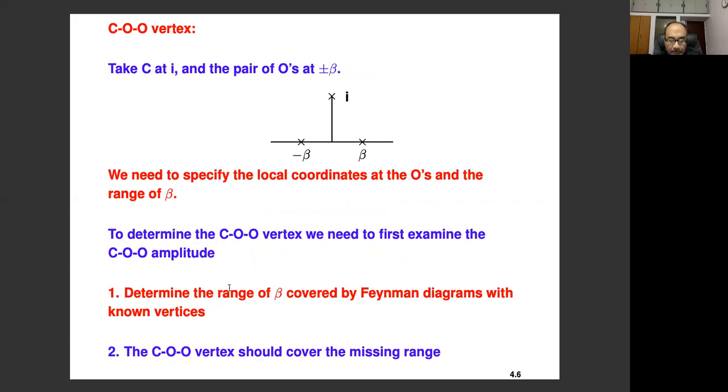So the idea behind this is that we first determine the full COO amplitude. One closed string, two open string amplitude. In that, we have to make sure that first we determine the range of beta that is covered by Feynman diagrams with known vertices. And then whatever is left, we dump into the COO vertex.